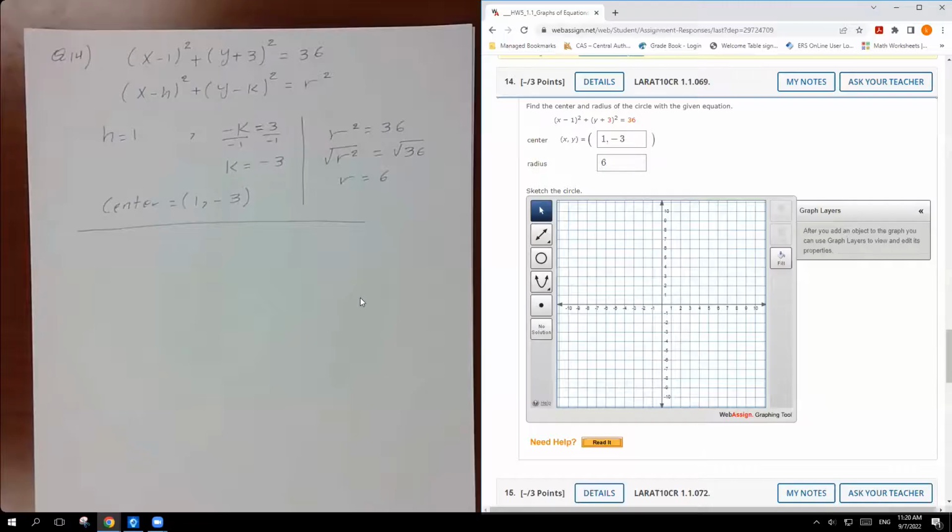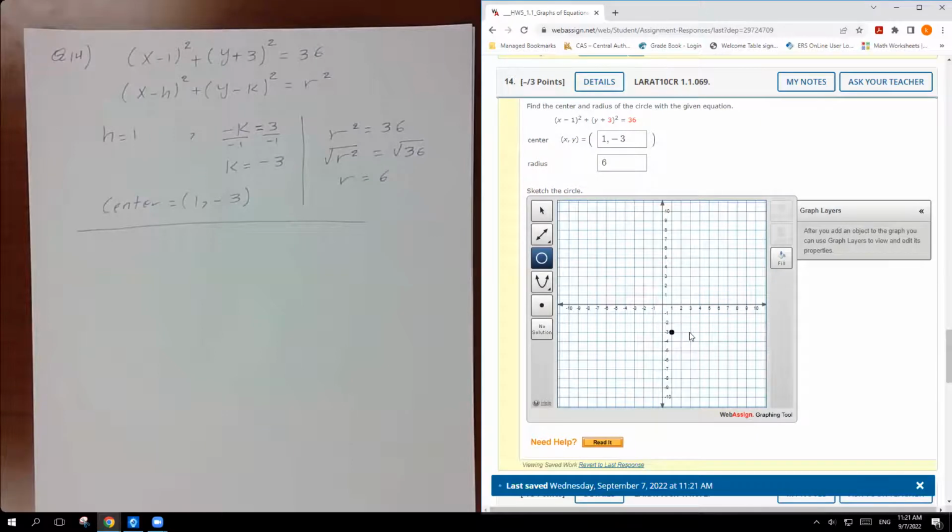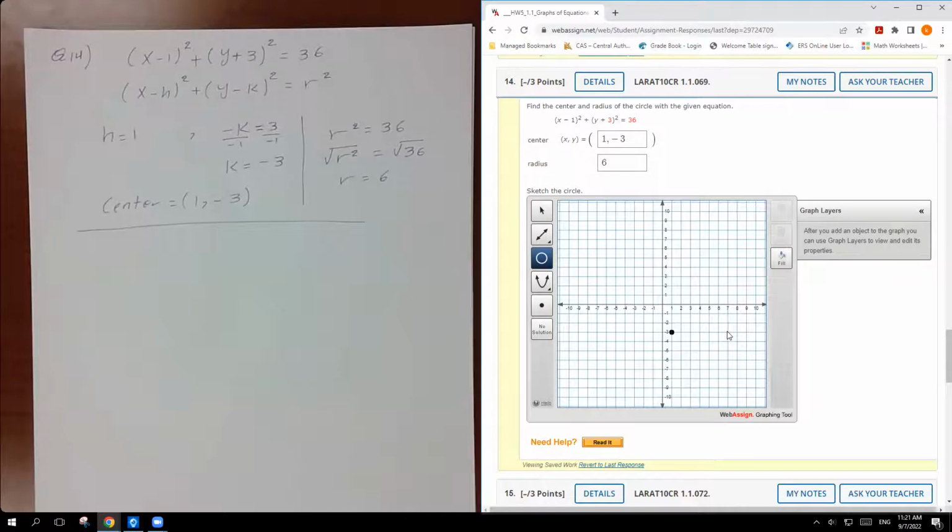So I'm going to show you how to graph the circle. First thing, we're going to click this one. So I'm going to locate the center. The center is 1, -3. So here is 1, and here is -3. I'm going to put the center. Then I'm going to count from the center 6 points up, to the left, to the right, down, it doesn't matter. So I'm going to say 1, 2, 3, 4, 5, 6. I'm just going to click another. Here you see this is the center, and here is the radius to another point.